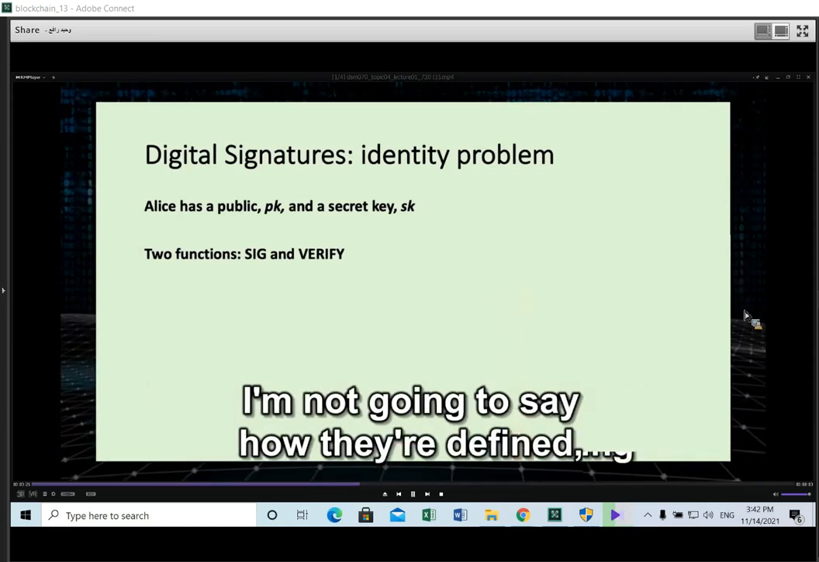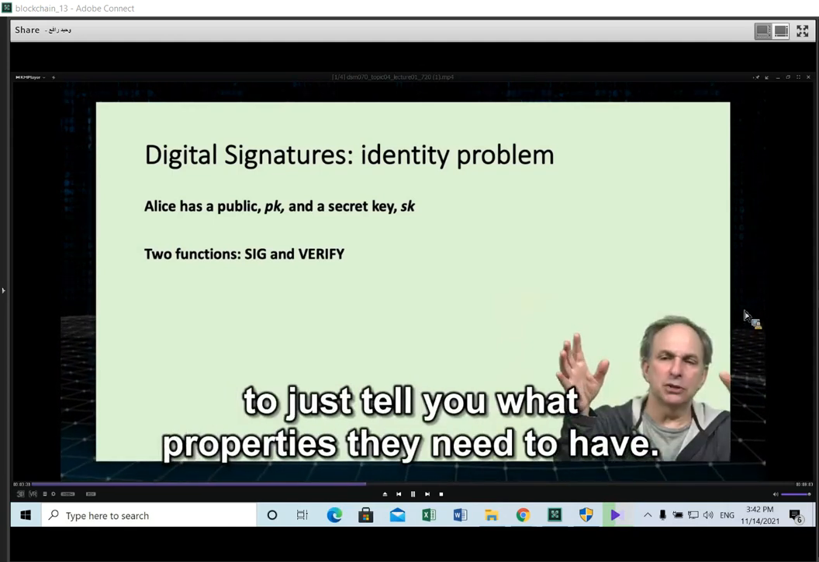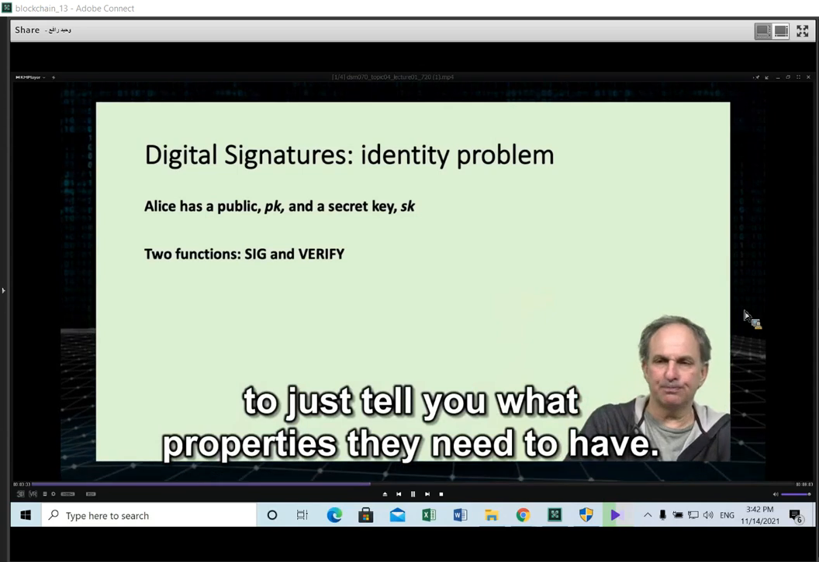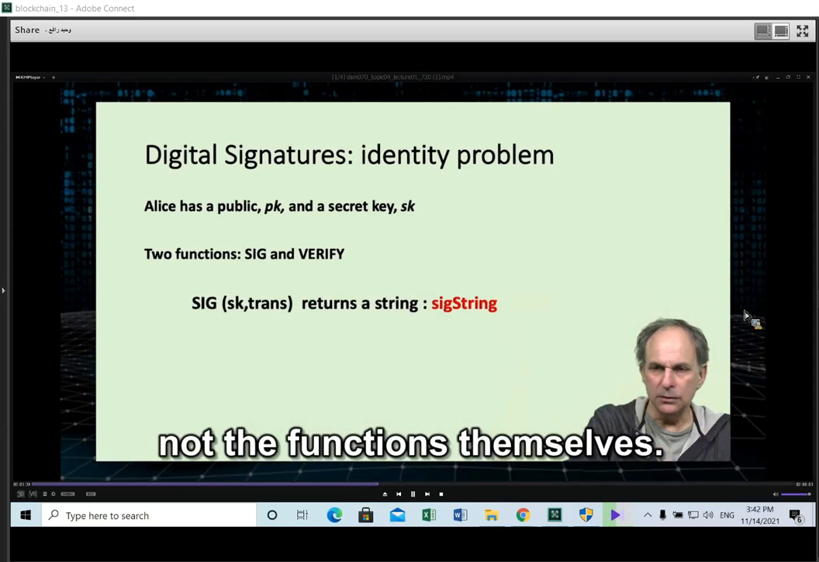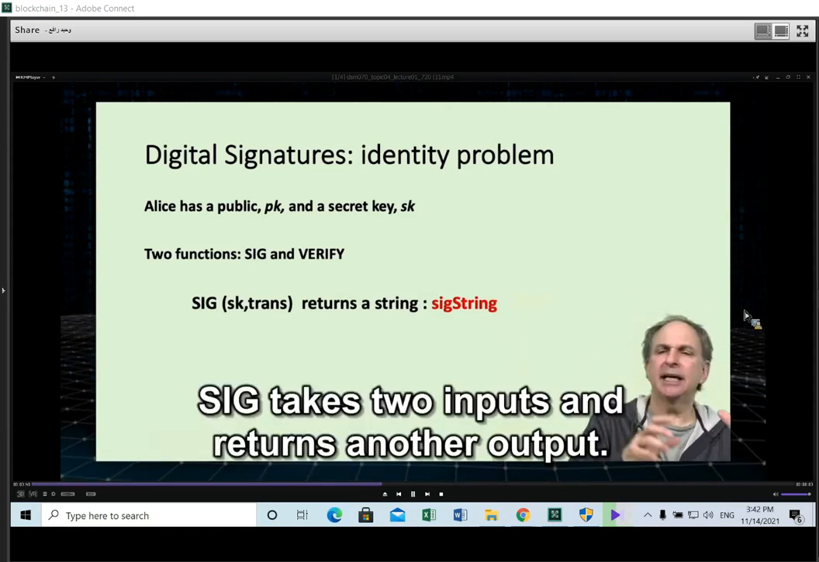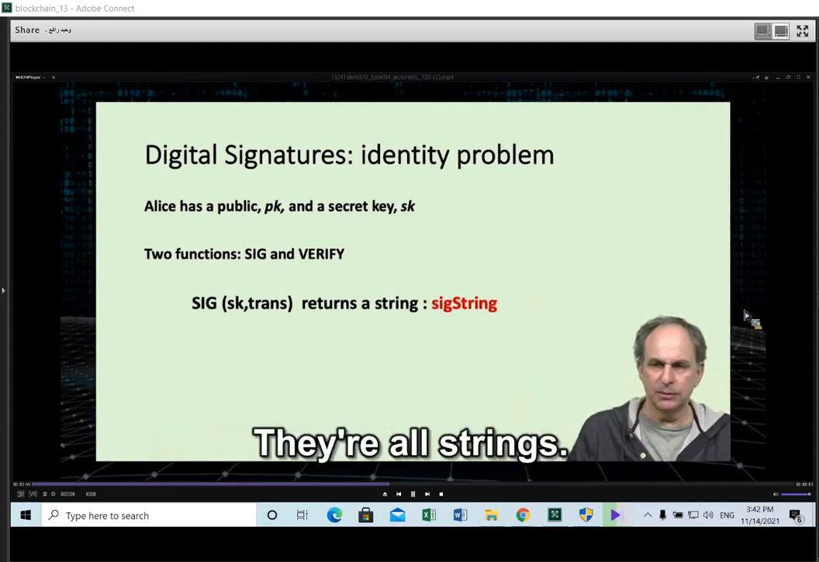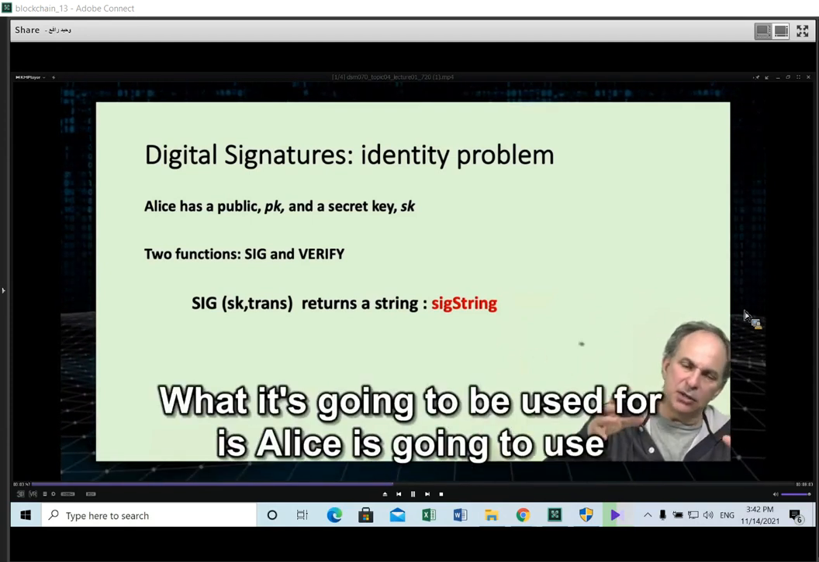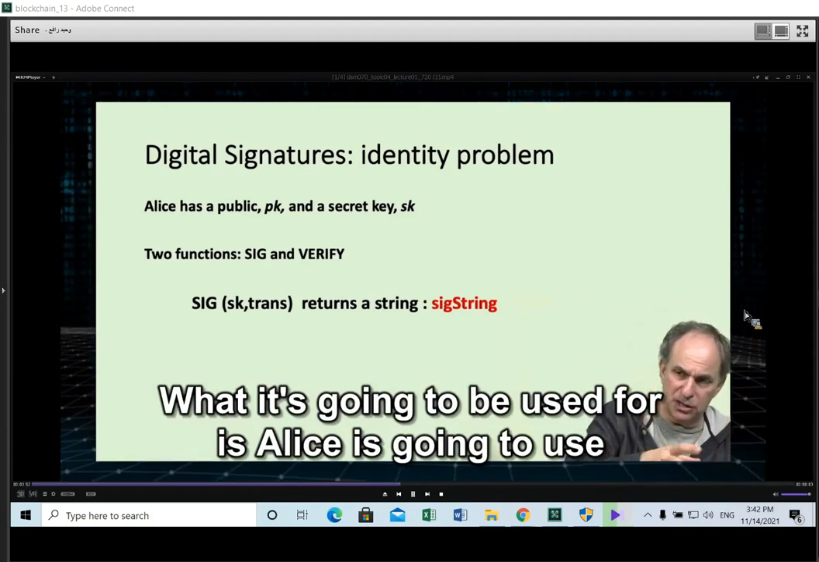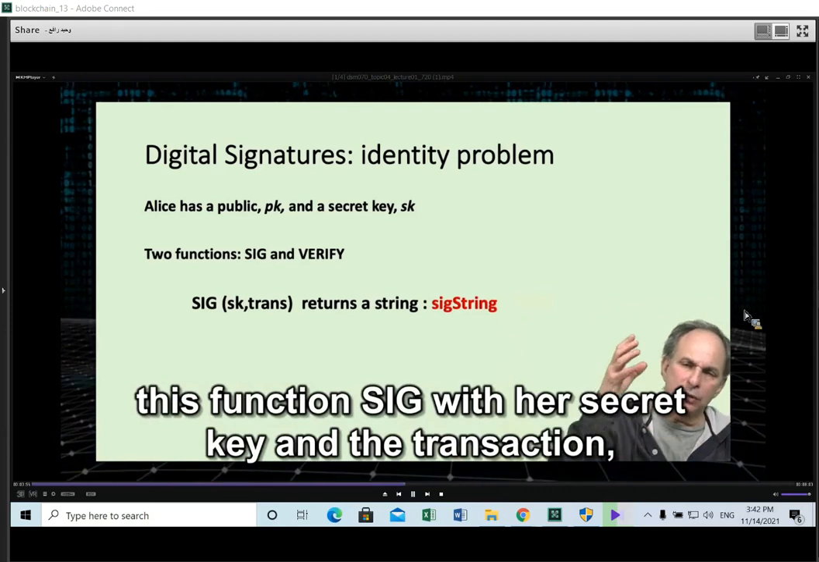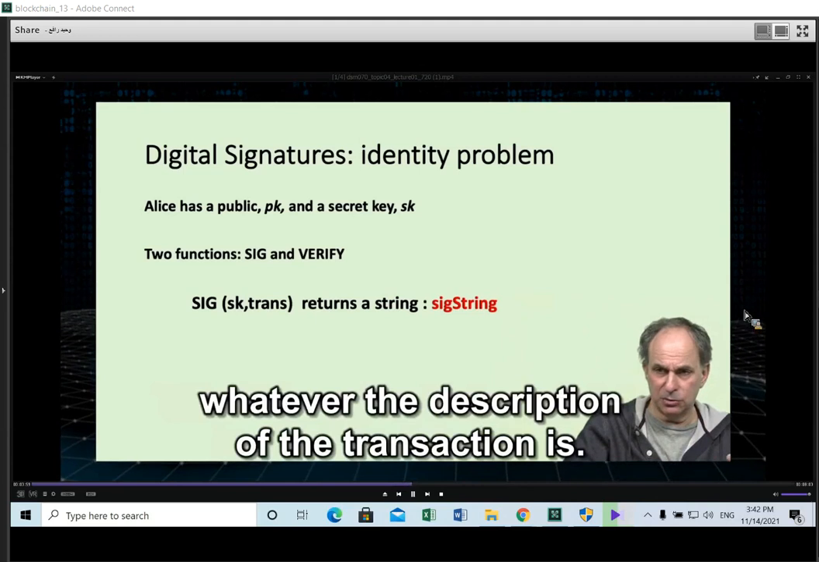So sig takes two inputs and returns another output. They're all strings. And what it's going to be used for is Alice is going to use this function sig with her secret key and the transaction, whatever the description of the transaction is. And that provides a string, which we're calling a sig string. It's essentially a signature. But notice, first of all, that involves her private key. She needs her private key to do this. She's the only one who can do this.